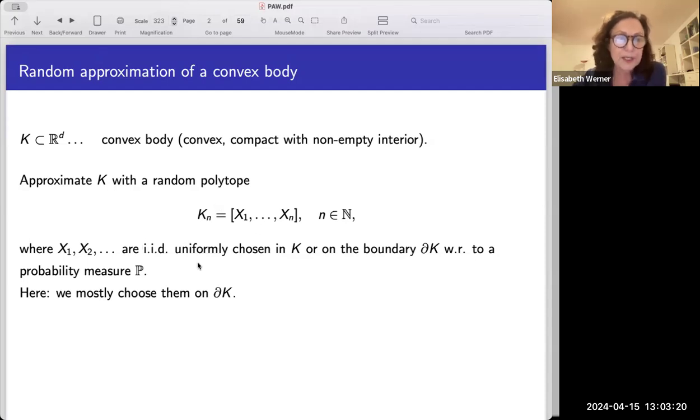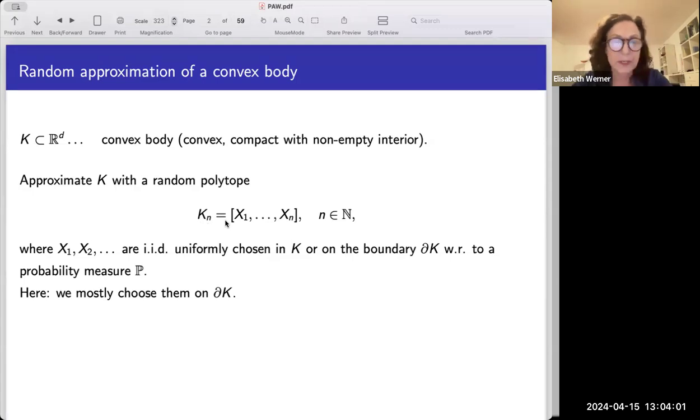Well, what we'll do is we choose points x1 up to xn. So they are IID uniformly chosen in the convex body K or on the boundary. I denote the boundary like so with this partial d. So uniformly chosen in K or on the boundary of K with respect to a probability measure P. And then we'll take the convex hull of these randomly chosen points, and I'll call that Kn. So the convex hull I'll always denote by these square brackets. This we call a random polytope.